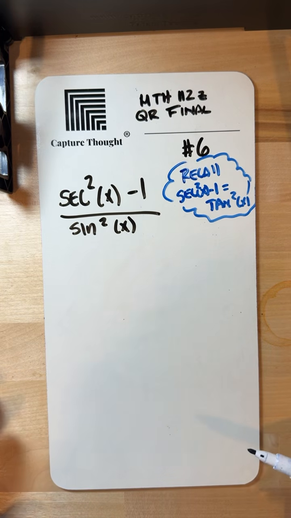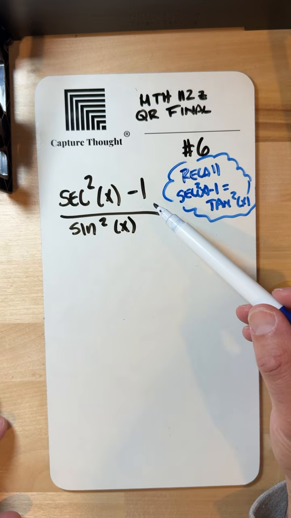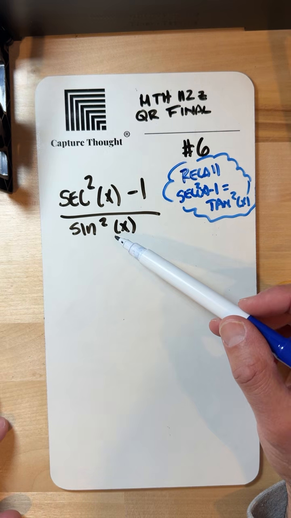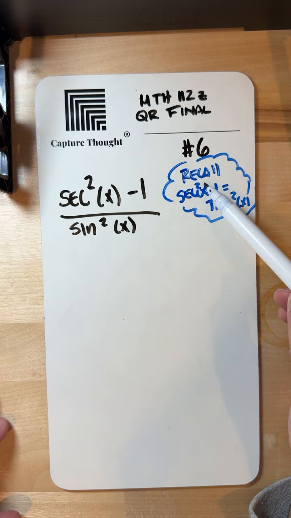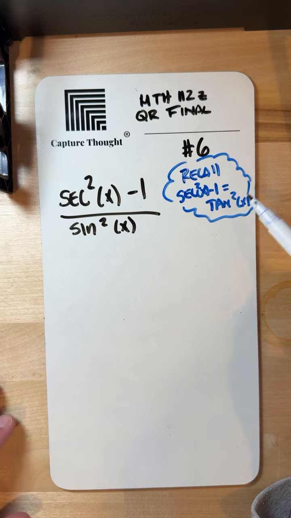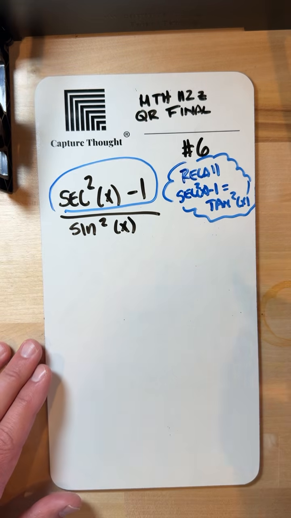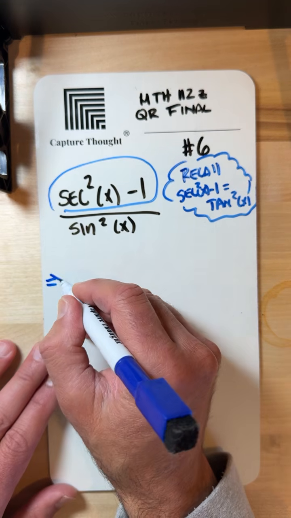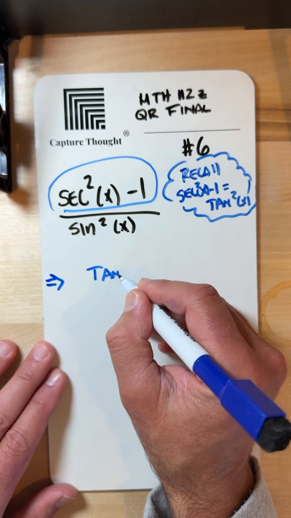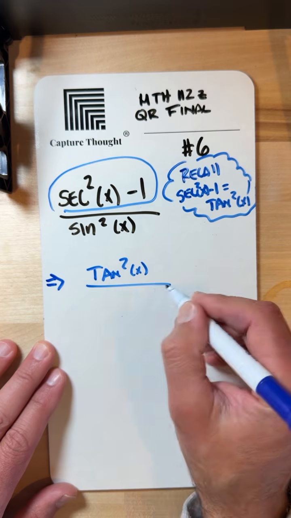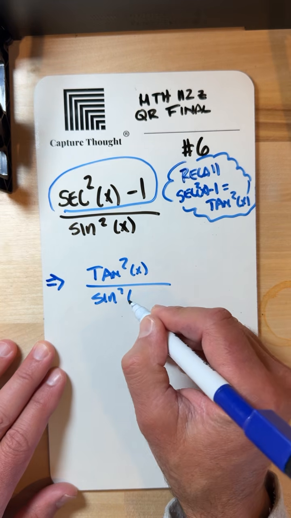All right, number 6 is asking us to simplify using trig identities. So we have secant squared of x minus 1 divided by sine squared. So you have to remember that secant squared x minus 1 is actually just tangent squared. That's one of those Pythagorean identities. So this whole entire numerator is equivalent to tangent squared. So that's your first move. That's tangent squared of x, and then divided by sine squared of x.